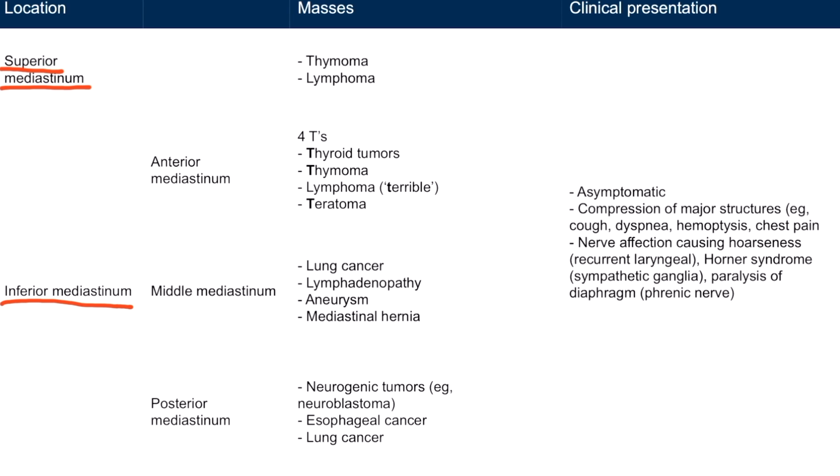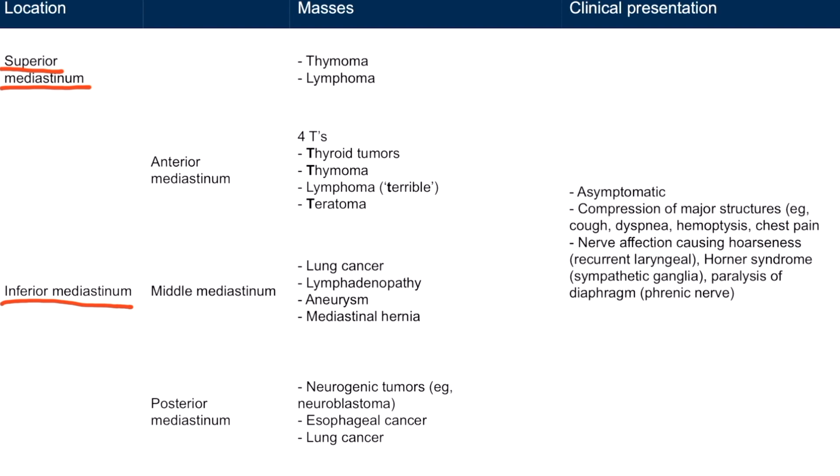Superior mediastinum masses are not so common. Sometimes thymomas and lymphomas can be found there. Anterior mediastinal masses are important and are usually remembered with the 4 T's mnemonic. It stands for thyroid tumors, thymomas, terrible lymphomas, and teratomas.